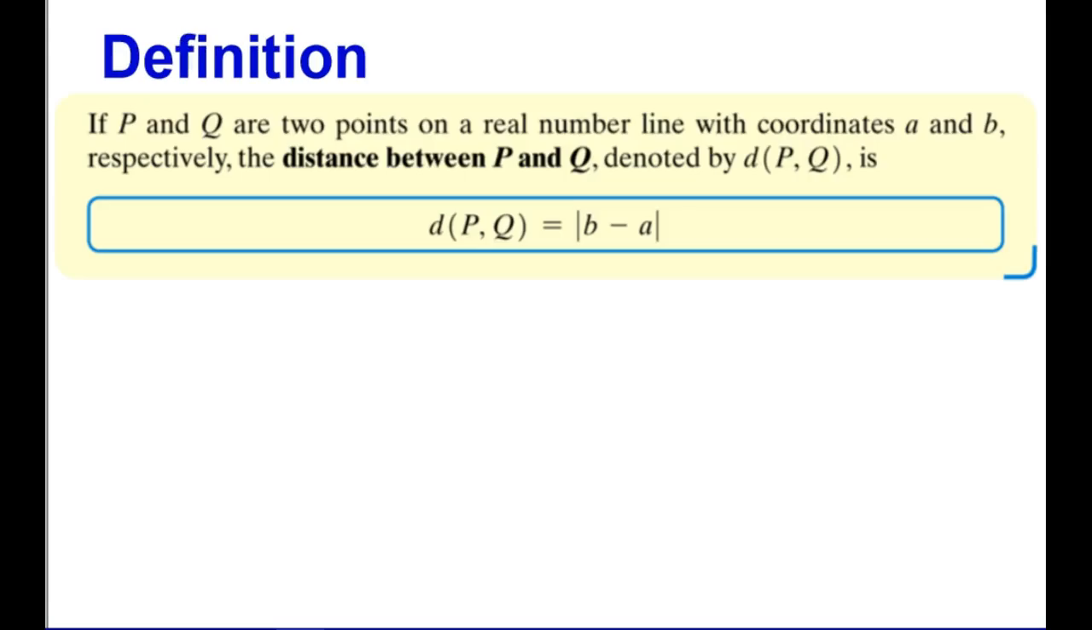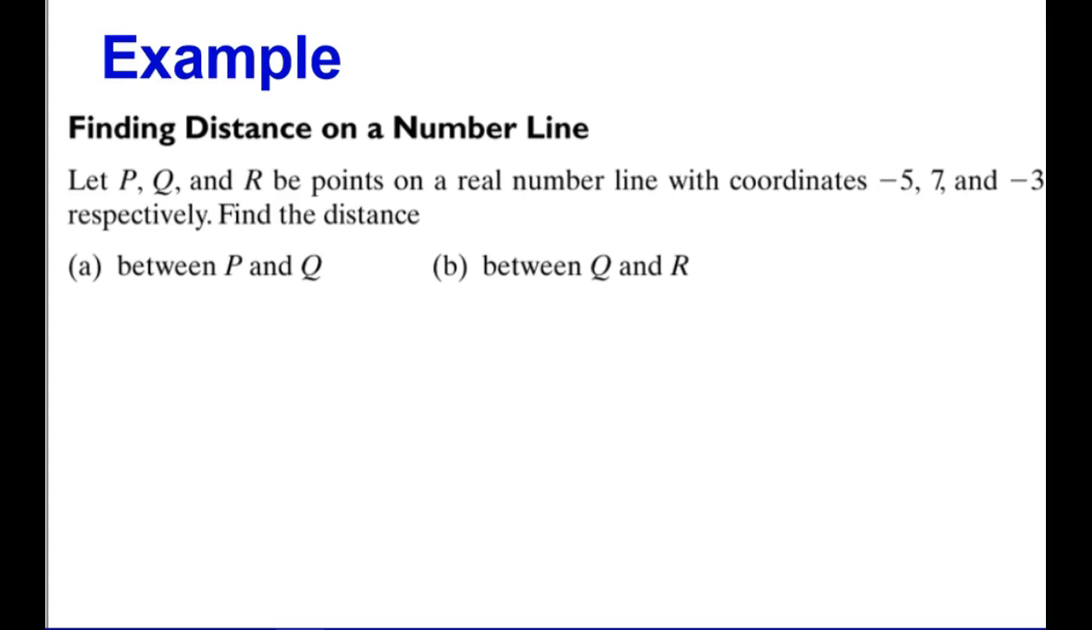Here's our next example. If P and Q are 2 points on a number line, we're going to call them kind of A and B. The distance is the absolute value of the difference of those two. So I can subtract them and find the absolute value to find my distance. Now here's our example. This is example number 6 in your book if you're following along: finding the distance on a number line.